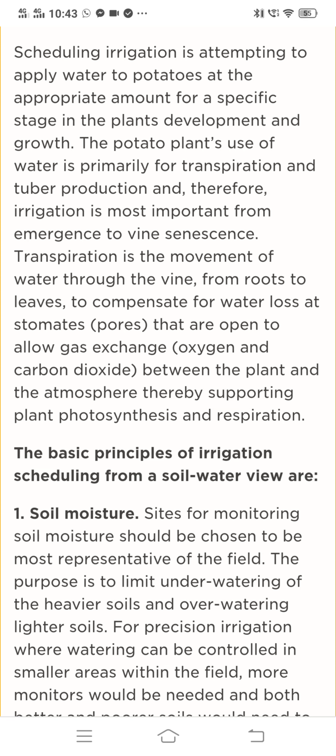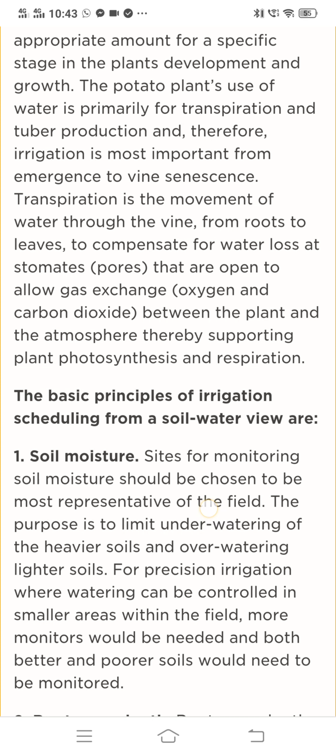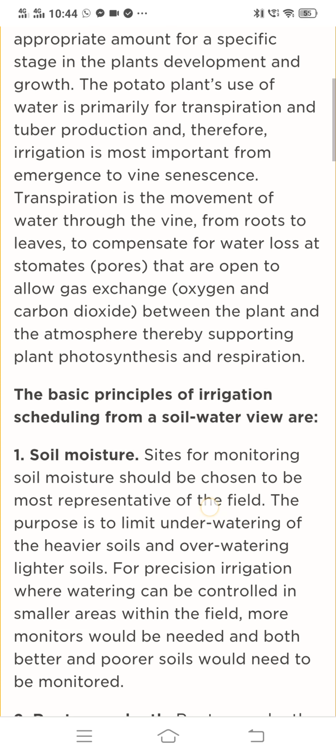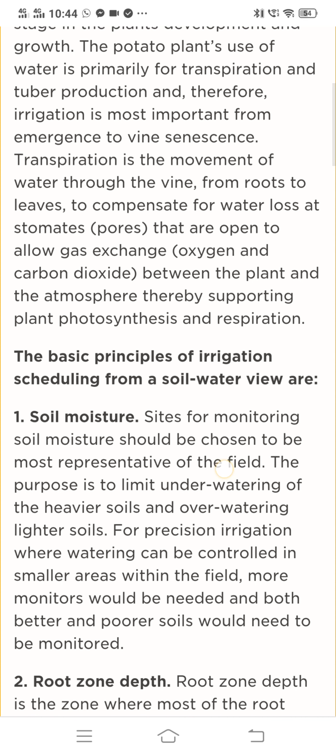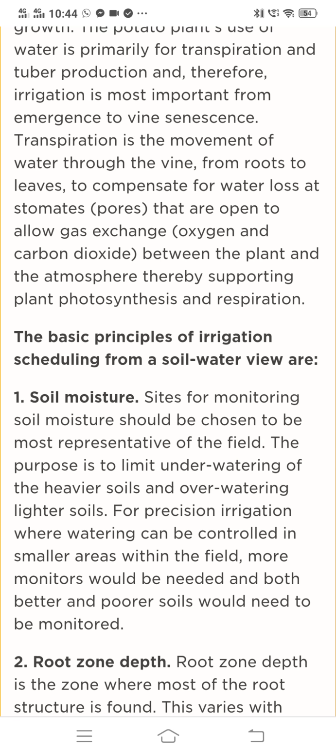that transpiration is the movement of water from roots to leaf and the loss of gases like oxygen and carbon dioxide. To compensate that water loss, we irrigate plants to support the plant's photosynthesis, metabolism, and respiration.